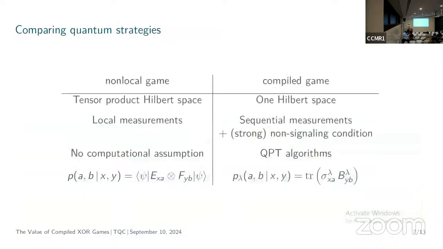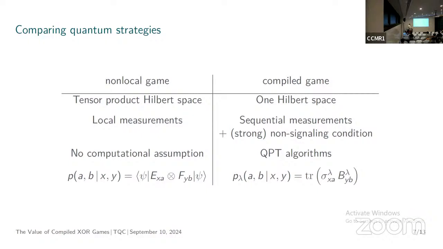Okay, that's very nice. So let's see again what are the differences of quantum strategies for non-local games and compiled games. For non-local games, I have some tensor product Hilbert space, and I can do some local measurements. Now I just have one Hilbert space. I'm just one player, but I can do sequential measurements, and I have this very strong non-signaling condition that is based on the assumptions on QHE.